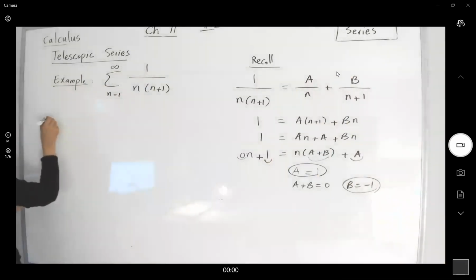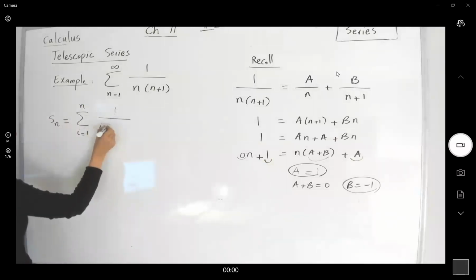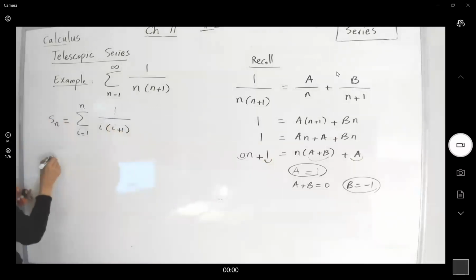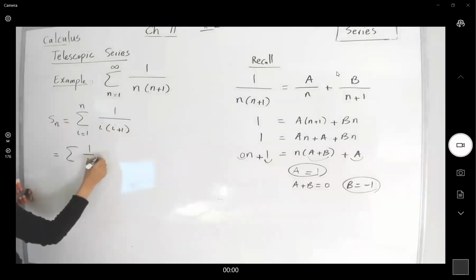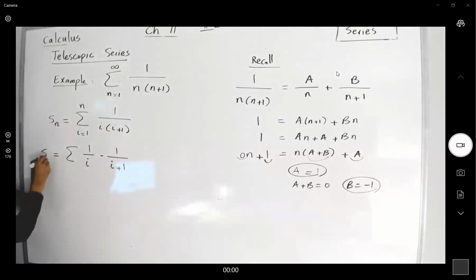So this series, if we form the partial sum, it's going to be the sum, I starts from 1 to n, of 1 divided by I times I plus 1. This can be written as the sum of 1 over I minus 1 over I plus 1. This is your partial sum, and I starts from 1 and stops at n.